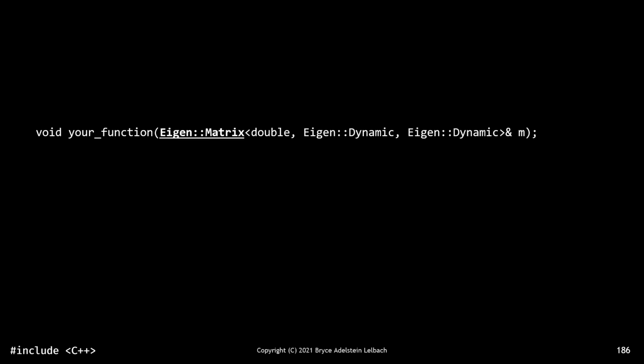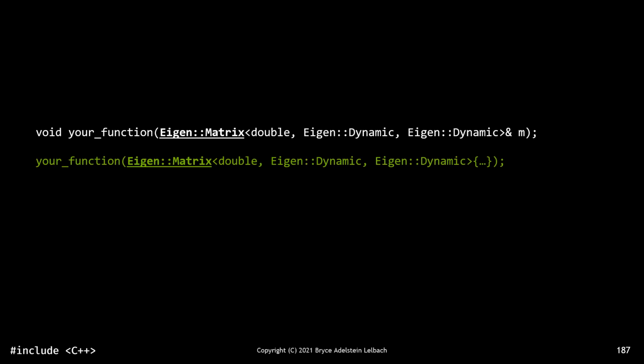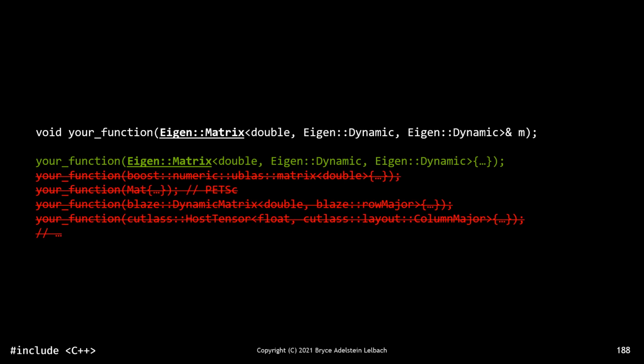Today, we have a major vocabulary problem with multidimensional types in the C++ ecosystem. Suppose I write a function that uses a concrete owning multidimensional type like Eigen matrix. My users will be able to pass an Eigen matrix to this function. But what if they have a Boost uBLAS matrix, or a PETSc matrix, or a Blaze matrix, or a CUTLASS tensor, or a multidimensional array passed from Fortran?